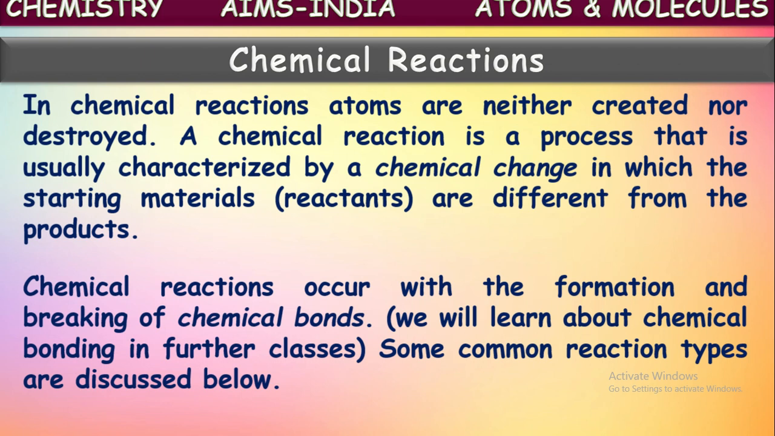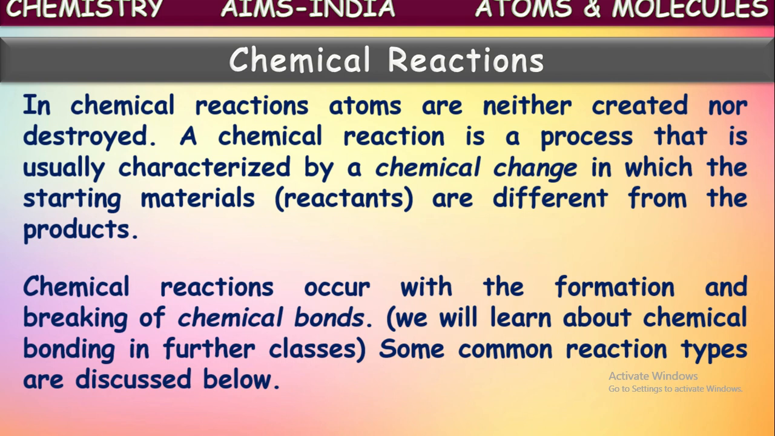So what are chemical bonds? That we are going to learn in our higher classes. No worry. But simply, a chemical bond means the attraction between the atoms in a compound. Because of that attraction, atoms combine together so that they form compounds. So in a chemical reaction, what happens? These attractions or chemical bonds are broken and some new bonds are formed, so that new compounds are formed which we call products.